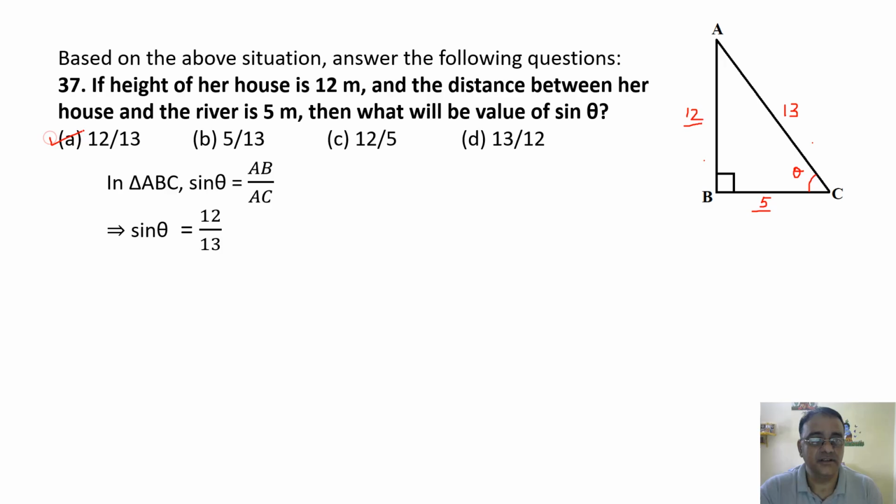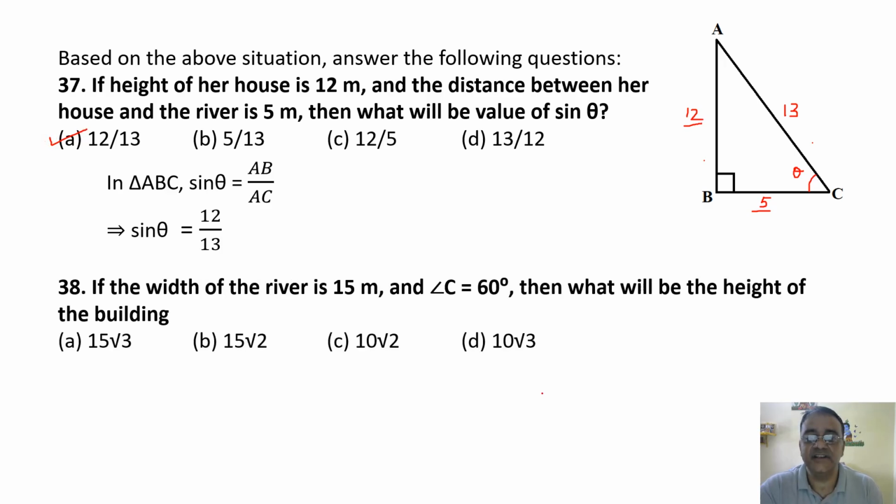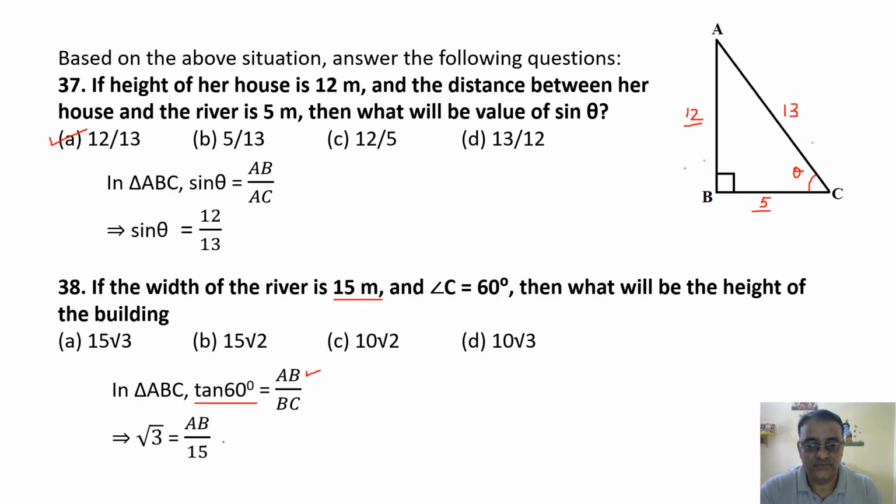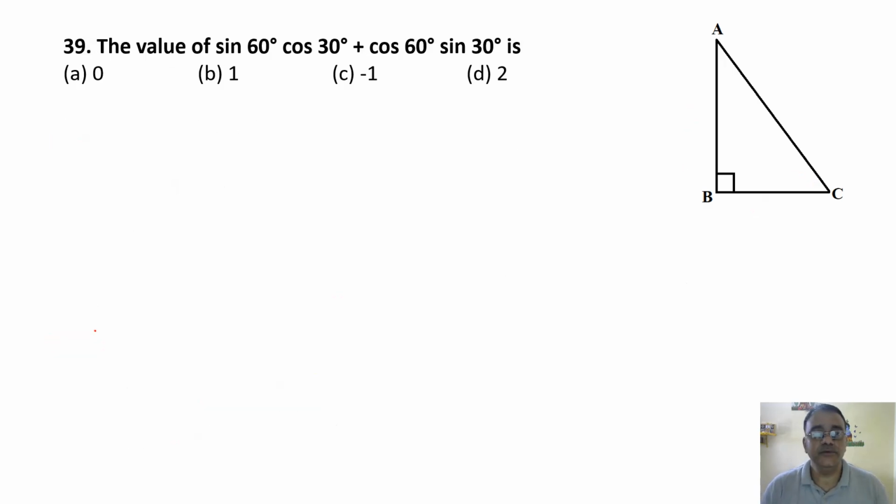Next question, if the width of the river is 15 meter and angle C is equals to 60 degree, then what will be the height of the building? So we'll use tan 60 degree, that is AB upon BC, right? Tan 60 degree root 3 होता है, और AB हम लोग को निकालना है, और BC 15 दिया हुआ है क्वेश्चन में. So if you cross multiply, you will get AB is equals to 15 root 3 meter, and the correct option is option D. Now we are moving toward the next question.